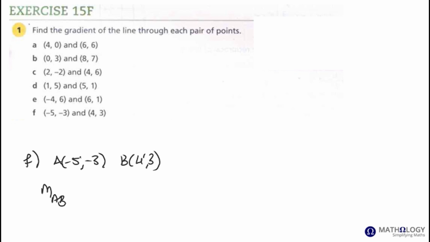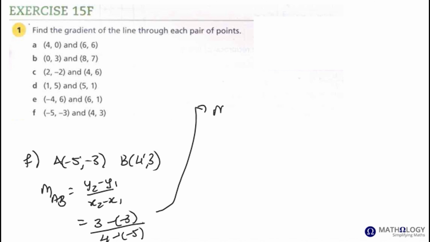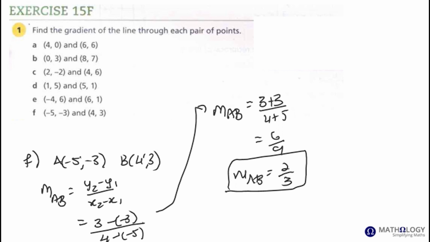So the gradient of AB equals y2 minus y1 over x2 minus x1. So that will be 3 minus (-3), so we must use brackets, over 4 minus (-5). So use brackets. The gradient of AB is 3 plus 3 over 4 plus 5, 6 over 9. The gradient of AB is 2/3. Again, we leave it as a fraction. We do not express this as a decimal.